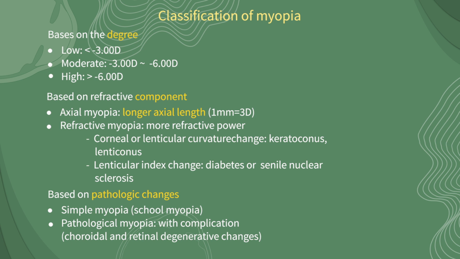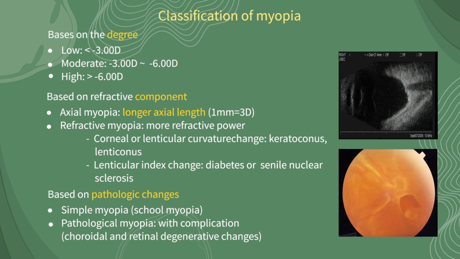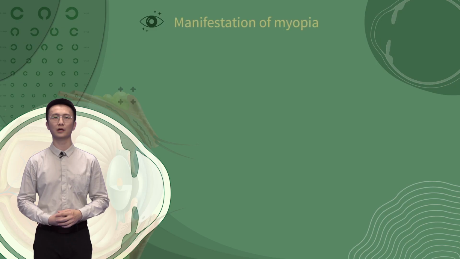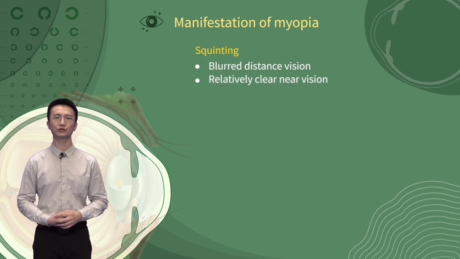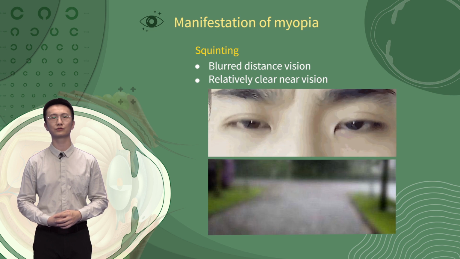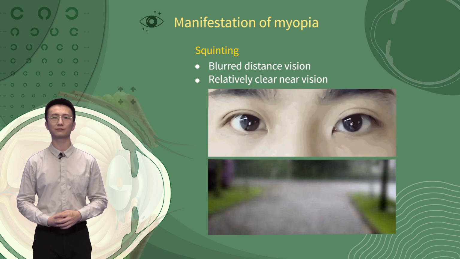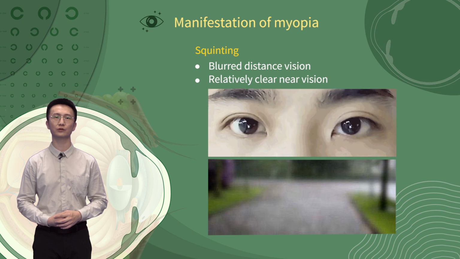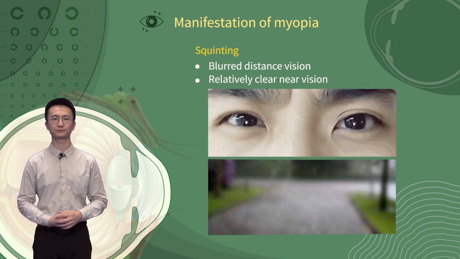If the refractive elements have more refractive power than average, it should be refractive myopia. And if there are complications such as macular bleeding or retinal detachment, we call this pathological myopia, more commonly seen in people with high myopia. A myopic person has poor distant vision and prefers to squint his or her eyes to see better. But they have the advantage of being able to read without glasses when they are older.